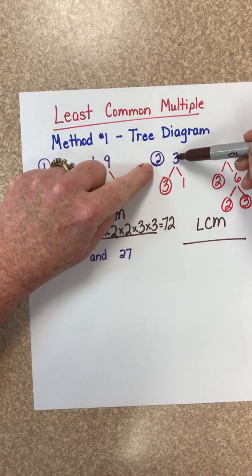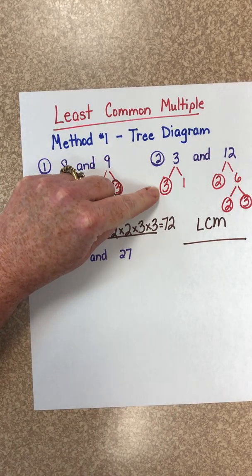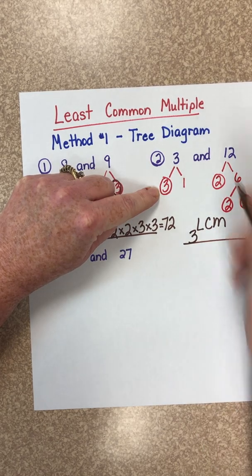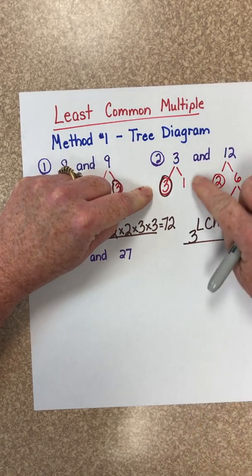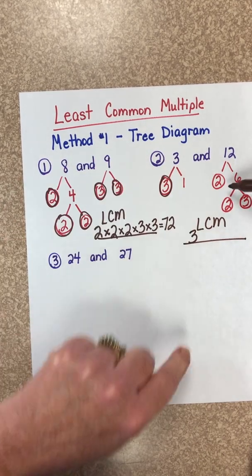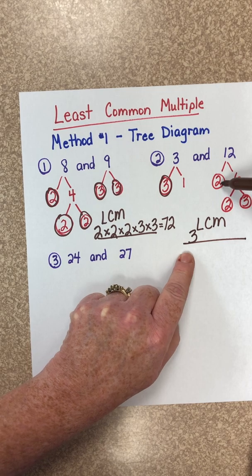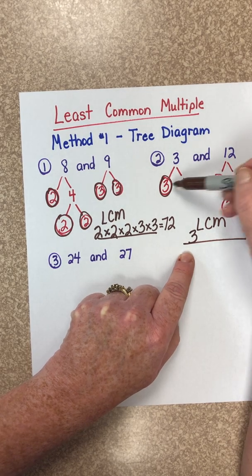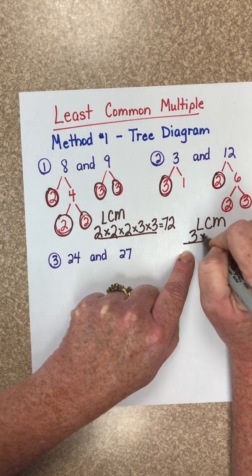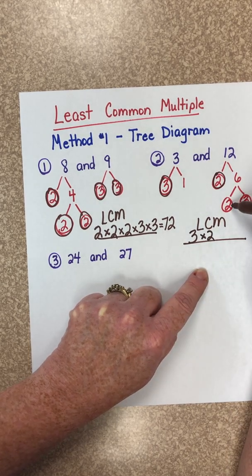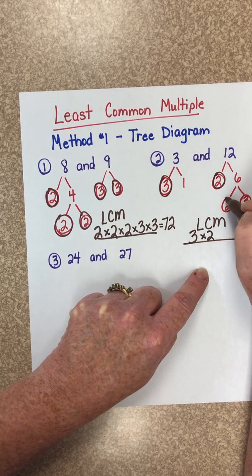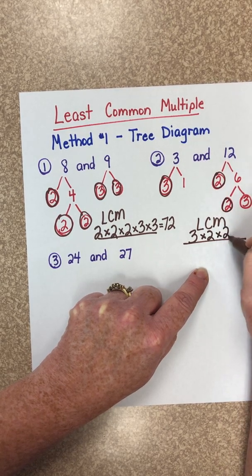So I look at the first tree, and I know that I need to use this 3. And remember, we're not going to use the 1 because 1's a factor in everything. Let's go to the second, and I see a 2. So is there a 2 over in this first diagram? No, so I need that 2. And here's a second 2, so I look over here, do I have a second 2? Oh, no, so I need that 2.